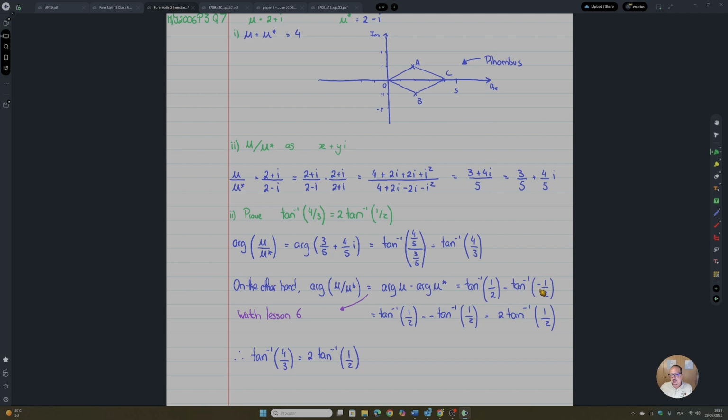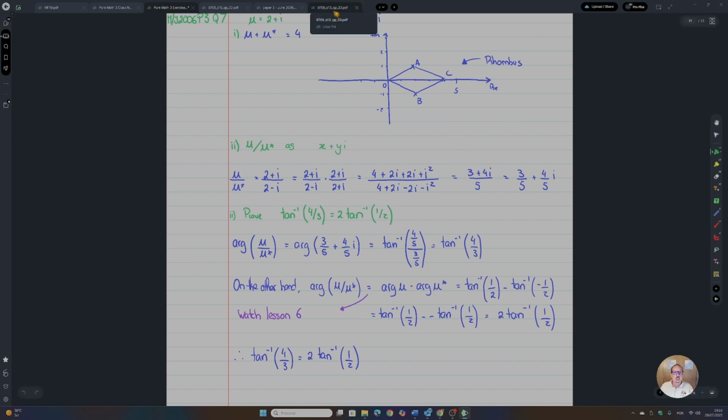But the tan negative 1 of a negative angle is minus tan negative 1 of that angle. You just look at the trigonometric circle and that's going to be obvious. So that minus and minus becomes a plus. So this is just going to be 2 times tan negative 1 of 1 over 2. All right, so the same beginning will yield this result and that result, and therefore you prove that.